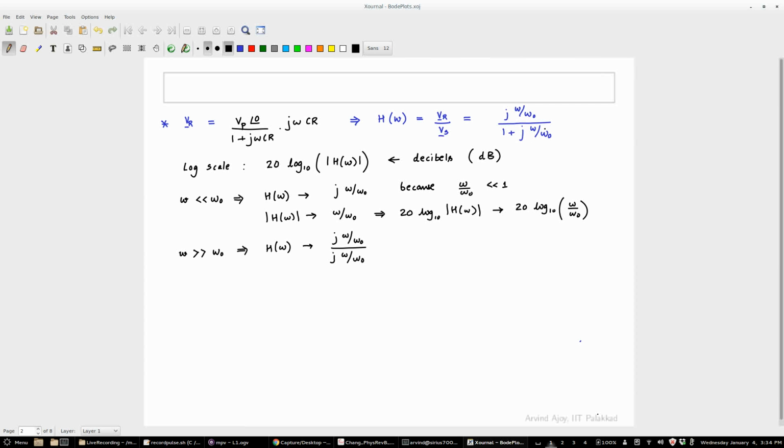What happens to the situation where omega is much greater than omega 0? So in the situation where omega is much greater than omega 0, this implies that H of omega tends to j omega by omega 0 divided by j omega by omega 0, because I can ignore 1 with respect to this j omega by omega 0, which is equal to 1, implies 20 log base 10 of modulus of H of omega effectively becomes equal to 0.